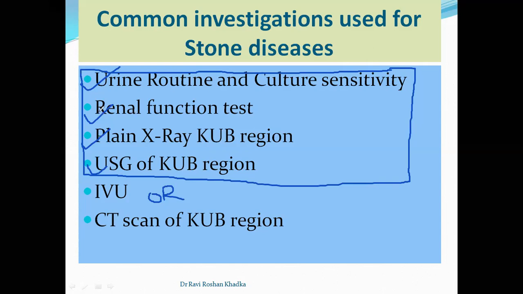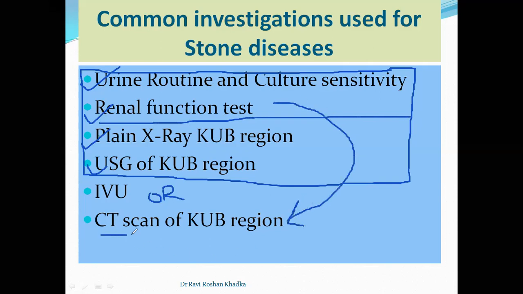Another way is, you do urine routine and culture and renal function. This is the very common one. Then you can directly jump into non-contrast CT scan. This is the best investigation for stone disease. Okay, you can do that as well. So depending on the resources and the protocol of your country, but still the very basic way is to do the first four tests, and then you go for IVU or non-contrast CT scan for detailed knowledge of stone disease for the management.